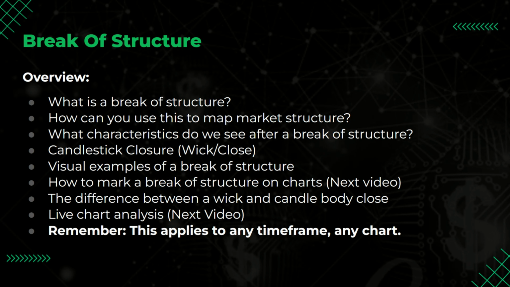So a quick overview of what we're going to be covering in this episode today. We're going to be talking all about break of structure and what that means, how you can use that to actually map structure and accurately predict the most likely direction that the market is going to go. What characteristics we see after a break of structure, the different types of candlestick closure on a chart and what they mean.